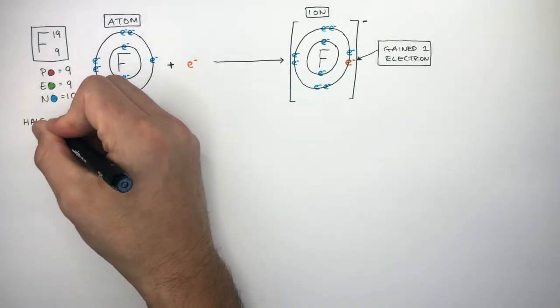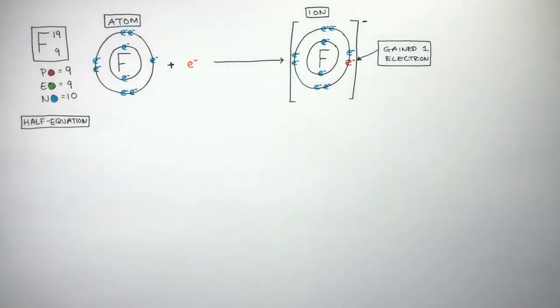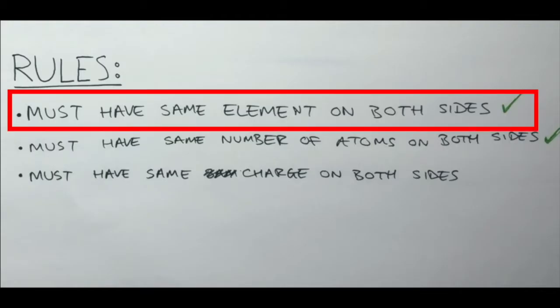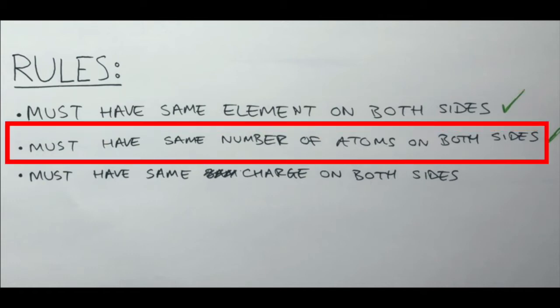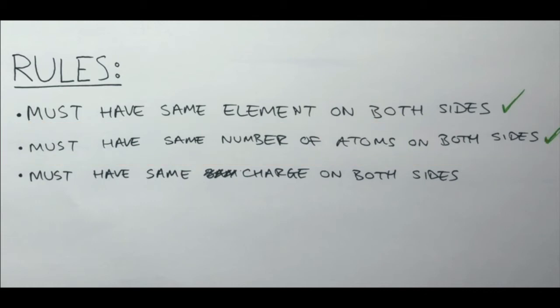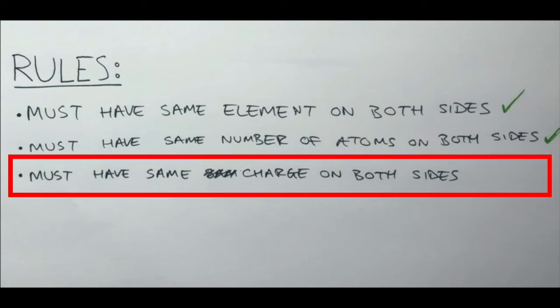We can use a half equation to show how the fluorine atom has become a fluoride anion. You should already know from having watched a video about how to write half equations for the formation of cations that the rules to writing half equations are: they must have the same elements on both sides, they must have the same number of atoms on both sides, and they must have the same charge on both sides.